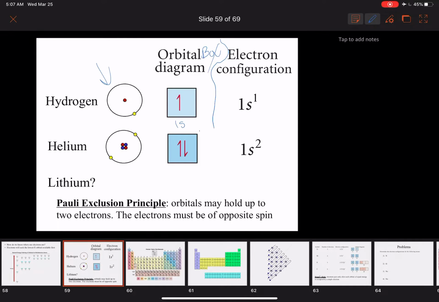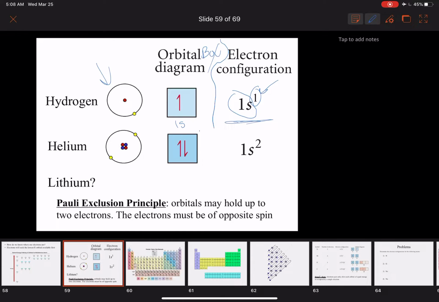And the other way to indicate where that electron is going is the electron configuration, which is on the right here. So what we do is we say that we've got 1 electron, and that's that 1 right there. And that 1 electron is in the 1s orbital, which we put right there. So the electron configuration for hydrogen is 1s1.